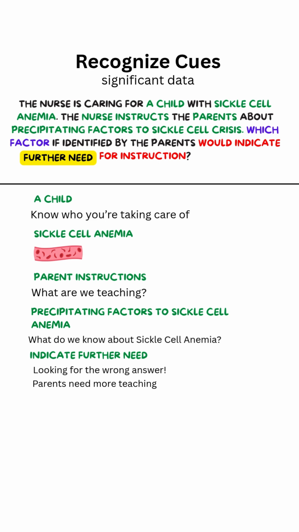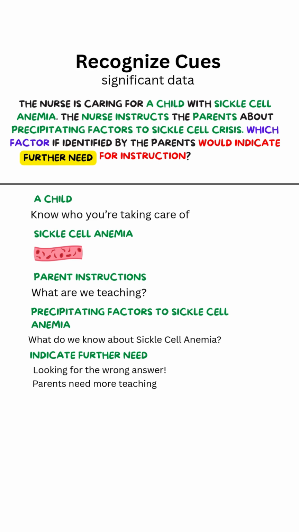Now, anybody that knows Apex Nursing Academy knows the number one test taking strategy is to repeat the question, especially with these multiple choice type questions. You want to repeat the question, then go right into recognizing your cues and analyzing your cues. Recognizing cues just means picking up the significant data from the question. You want to focus on what your question is telling you and what your question is asking you.